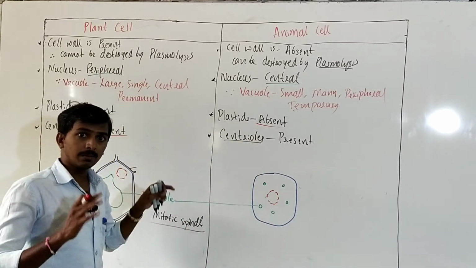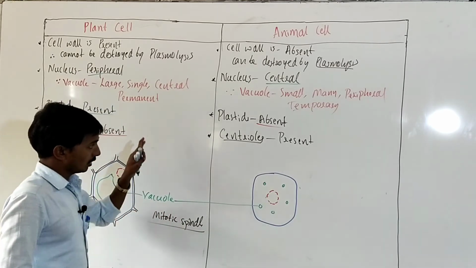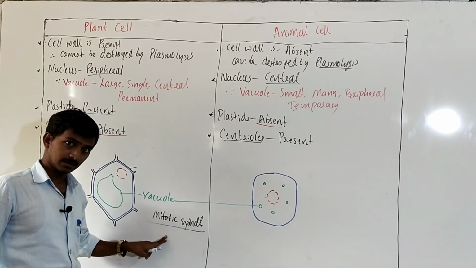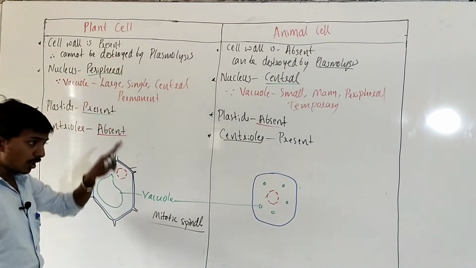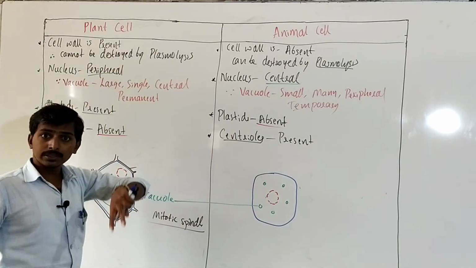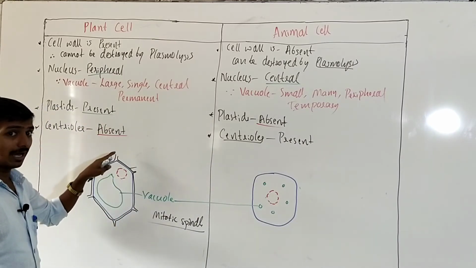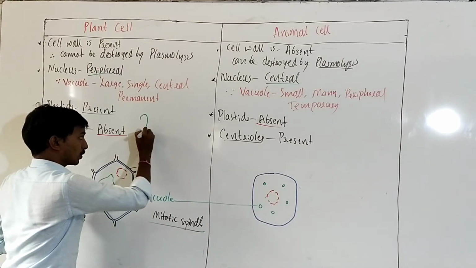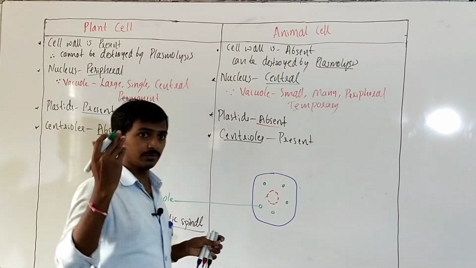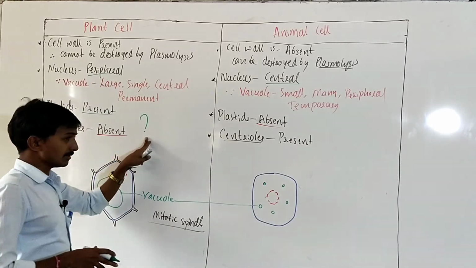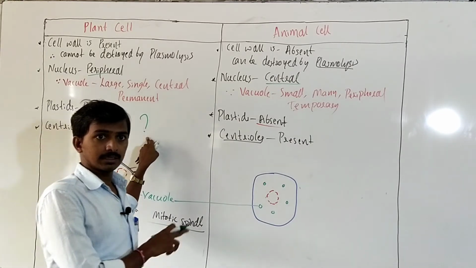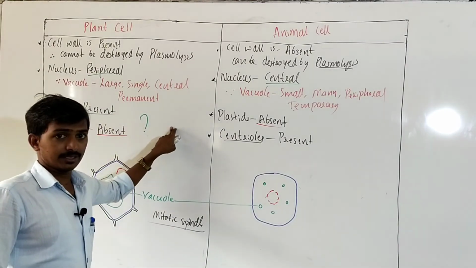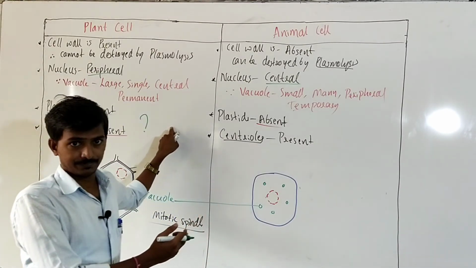But the best question for NEET is: centrioles are present in animal cells, so they will form the spindle. Yes. Plant cells do not have centrioles, even then they form spindles. How? That is the question. This is the question for you students or viewers. Find the answer and add it in the comment section, or else you will get the answer by the end of this chapter.